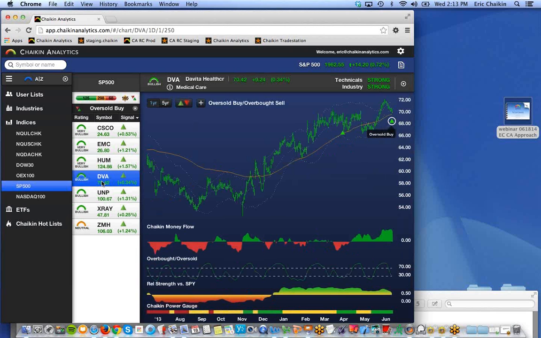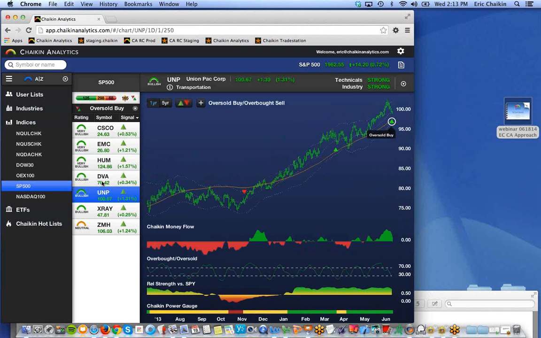Another healthcare stock, very similar pattern to DaVita. I'm just looping through all these oversold buys. Union Pacific, had a strong rally. This is what I talk about, being patient, waiting for a chance to buy it.